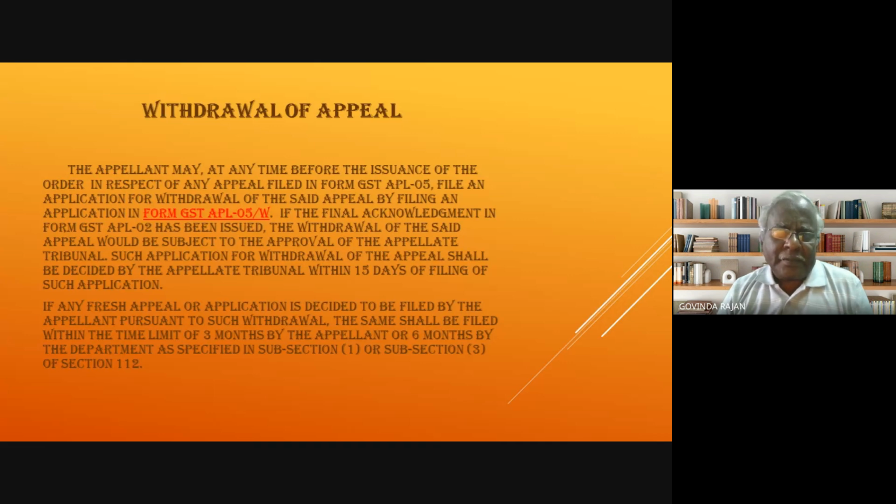Withdrawal of appeal. Once an appeal has been filed, there is a question whether the appeal filed by the appellant may be withdrawn. The rules provide for withdrawing an appeal filed before the appellate tribunal. The withdrawal form is GST APL 05, with W indicating withdrawal. Withdrawal should be done within 15 days from the date of filing of the application.